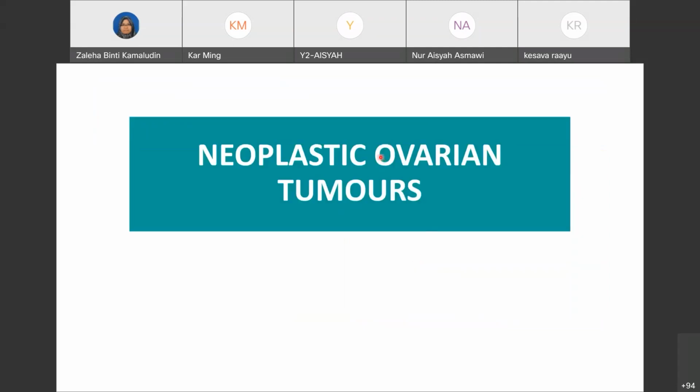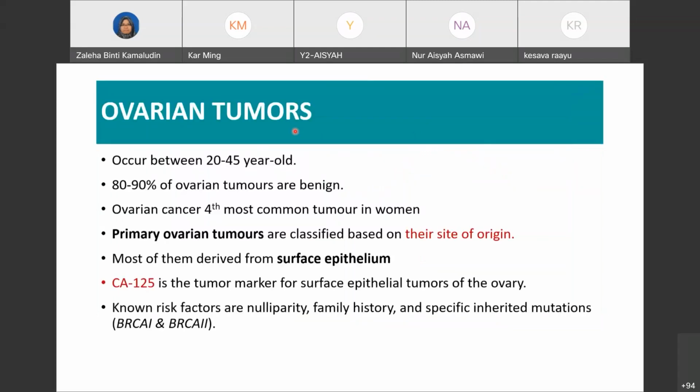So let's begin with the neoplastic ovarian tumors. This is the general information about ovarian tumor. It can occur at the age between 20 to 45 years old, and most ovarian tumors are actually benign, all right? And when we talk about ovarian cancer, it indicates it is malignant. This ovarian cancer is the fourth most common tumor in women. And ovarian tumor also can be classified as either primary tumor or secondary tumor.